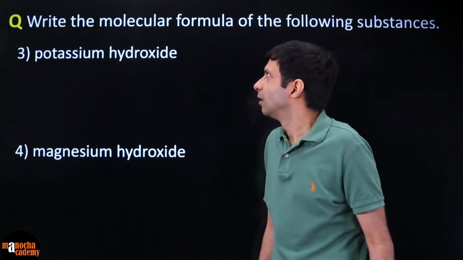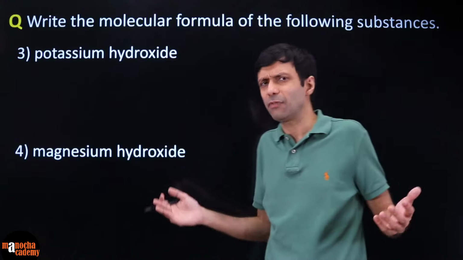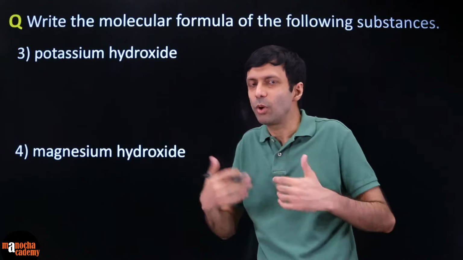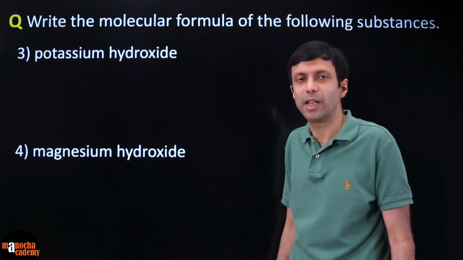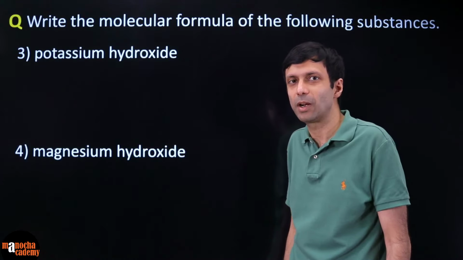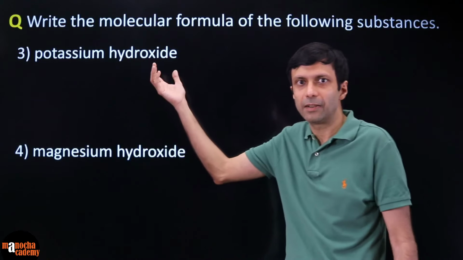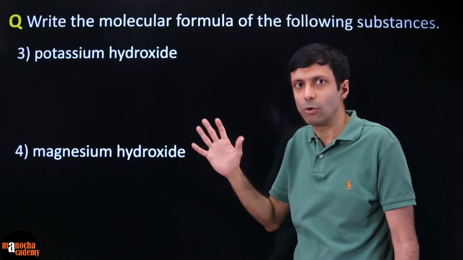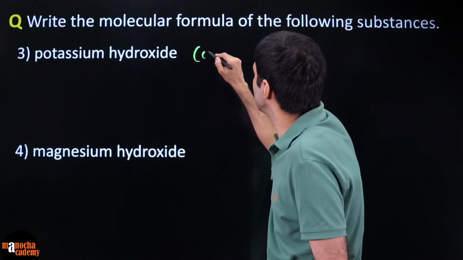Next question. Write the molecular formula of potassium hydroxide. Again, don't get worried if you see all this. I'm just showing you how to apply chemistry, how to look at chemistry. So potassium hydroxide is the full name. Is it an element or a compound? Clearly it contains 2 things, potassium and hydroxide. So this is clearly a compound. Okay. So let me write that first. This is not an element.